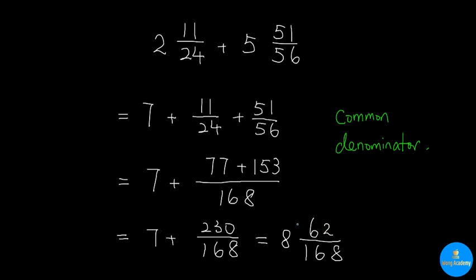Well, we are almost done. But this fraction is not simplified because there are common factors between 62 and 168. In particular, they are both even. So we will cancel the factor 2 to obtain 31 in the numerator and cancel out a factor 2 and we will get 84 in the denominator. And the final answer is 8 and 31 over 84.